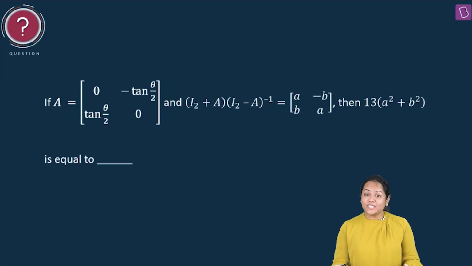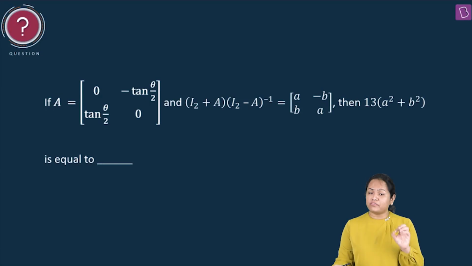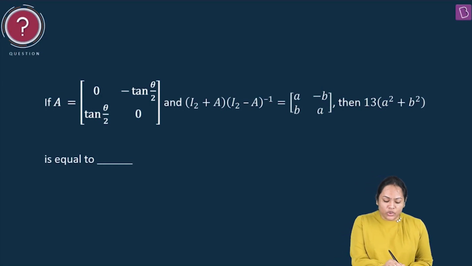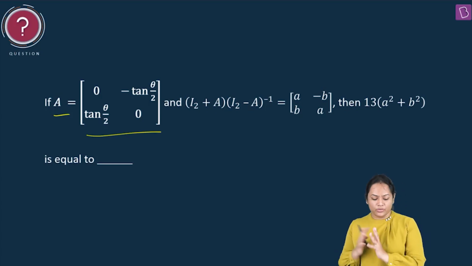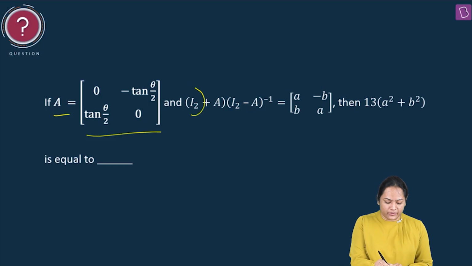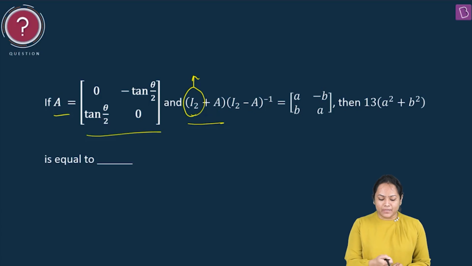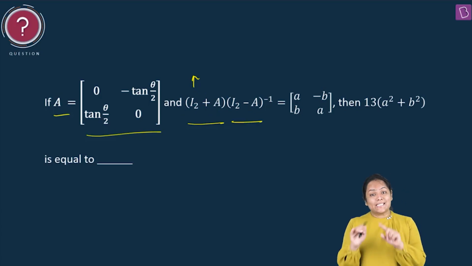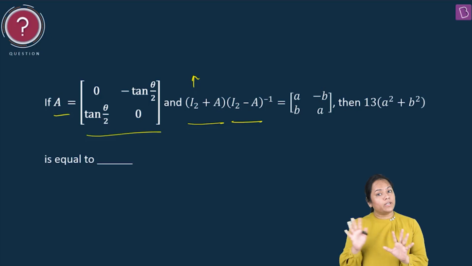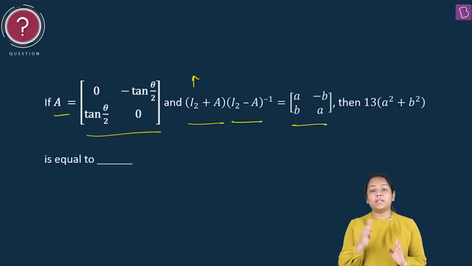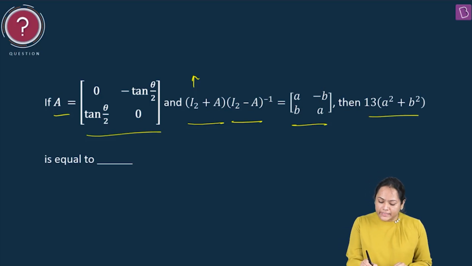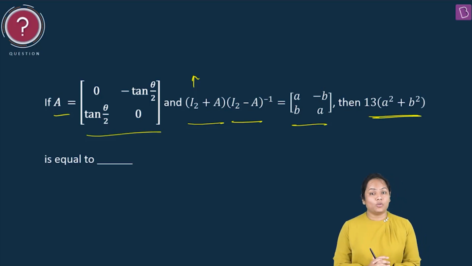Well, moving further, this question has given us a matrix. Obviously, the question is of matrices and determinants. Matrix A is given to us as [0, minus tan theta by 2; tan theta by 2, 0]. And I2 here is my identity matrix of order 2. So I have (I2 plus A) multiplied by (I2 minus A) whole inverse is equal to another matrix, which is [A, minus B; B, A]. Then they have asked what is the value of 13 times of A square plus B square.